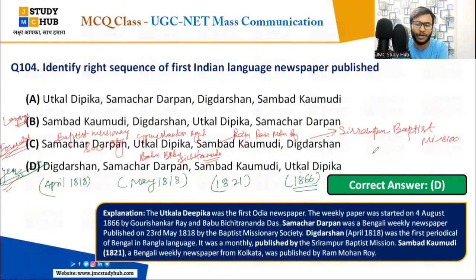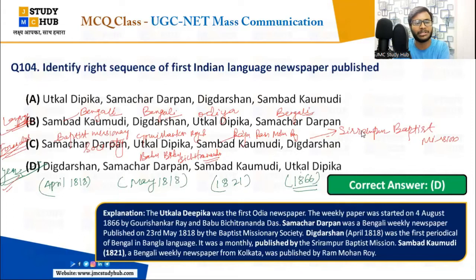Yes. Friends of India is also by the Baptist Mission. Yes. Very good. Now in terms of the language: Samvad Kaumudi, that is Bengali. Digdarshan. Yes. Very good. Utkal, this is Odia. Yes, Samachar Darpan, this is also a Bengali newspaper. Very good. So this is what we have by the language.